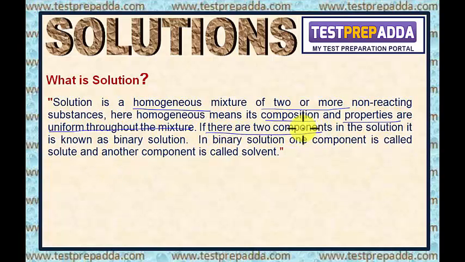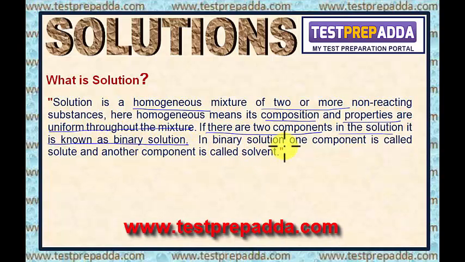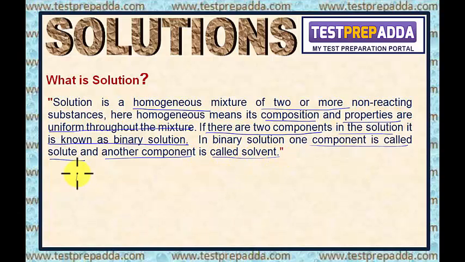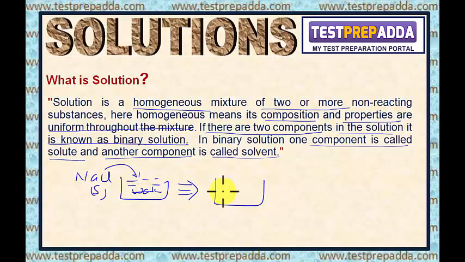If there are two components in the solution, it is known as binary solution. In binary solution, one component is called solute and another component is called solvent. Now if I take NaCl salt, if this NaCl solid is put in water, then the solution obtained will have physical state of liquid. Single phase here we are getting. Homogeneous. The composition is the same throughout the solution.